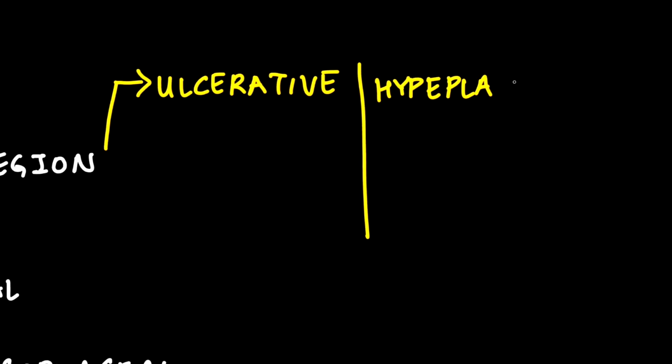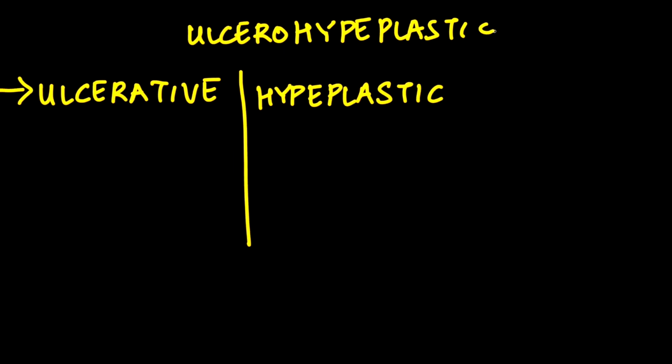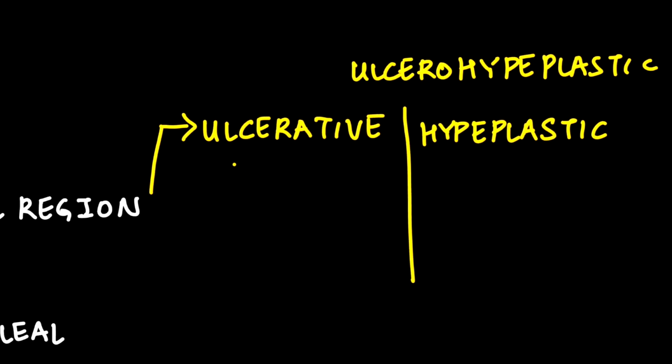So the tuberculosis of the ileocecal region will be further divided into ulcerative, hyperplastic, or ulcero-hyperplastic. So the ulcerative type accounts for approximately 60%, with the hyperplastic type accounting for 10% and the rest being ulcero-hyperplastic.